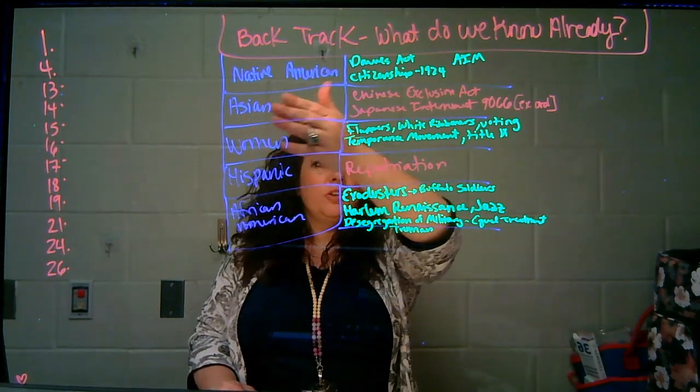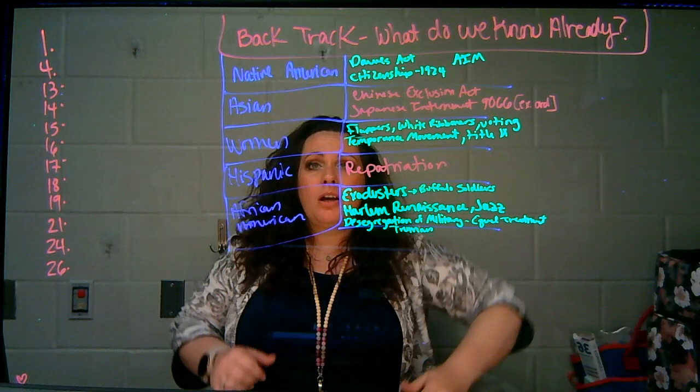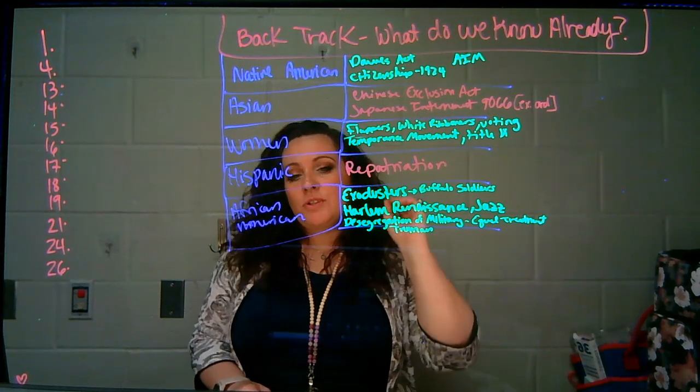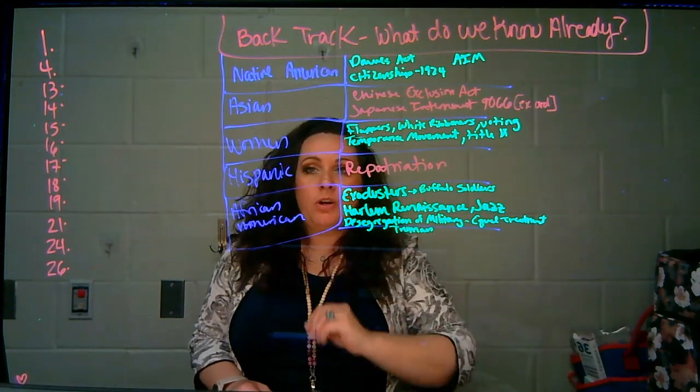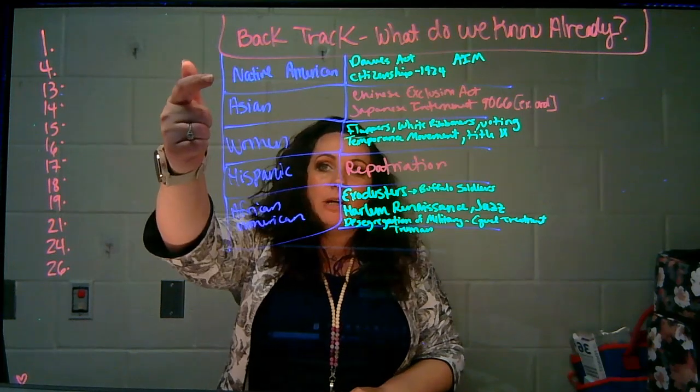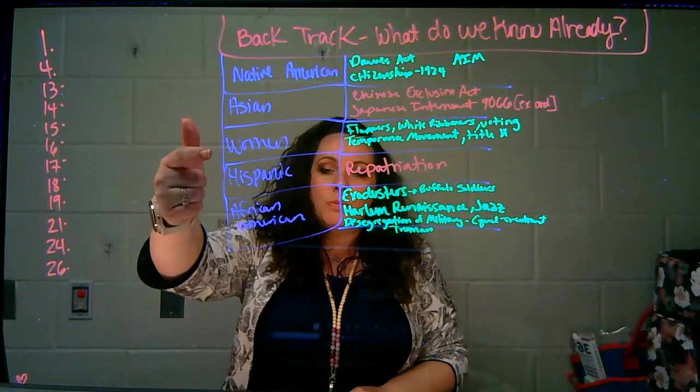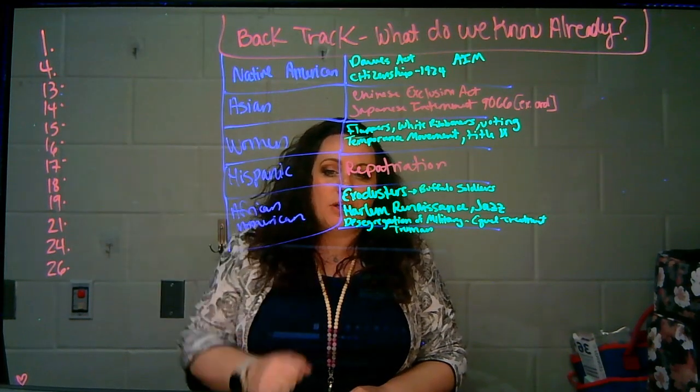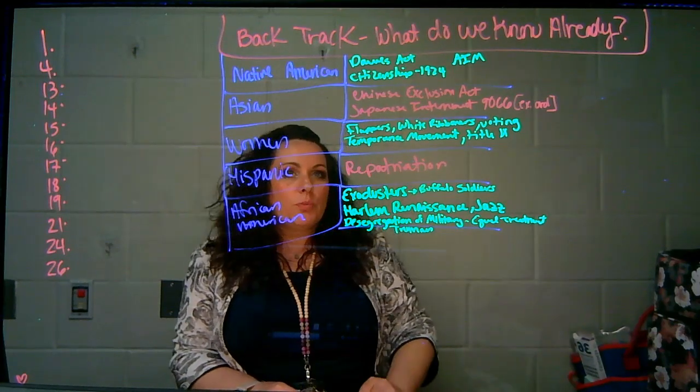So backtrack. What do we know so far? We know that we have specific groups that we have been hitting in almost every single unit, and that is going to be your Native Americans, your Asian Americans, women, Hispanic Americans, and African Americans. Those are going to be your major groupings, okay?